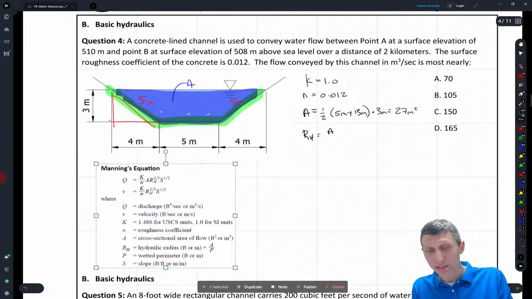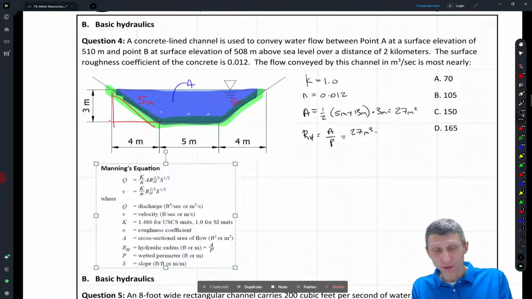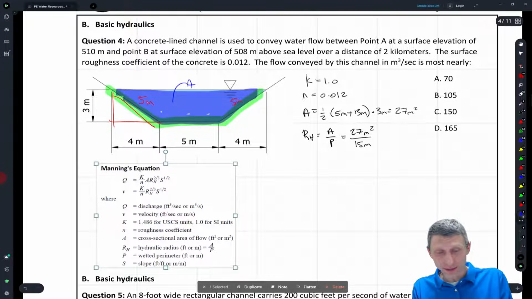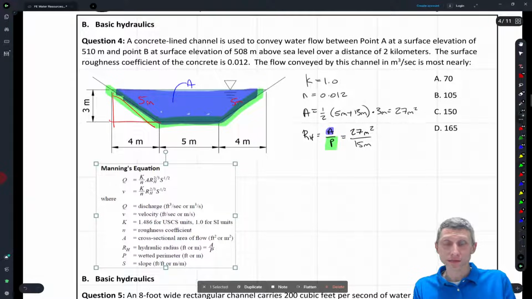The hydraulic radius is the area over the perimeter. So we have 27 square meters, I'm sorry, it's early, divided by the perimeter, which we said was 15 meters. This is the area, divided by this perimeter, and that's going to give us 27 divided by 15. I think that works out to be 1.8 meters.